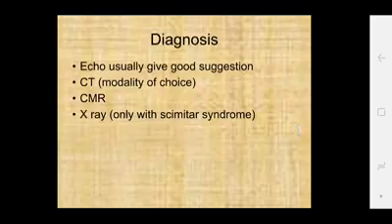For diagnosis, usually the echocardiography gives a good suggestion, but as we said with total anomalous pulmonary venous return, the CT is the modality of choice in these patients, and cardiac MRI also is one of the best tools for this kind, especially in adults. X-ray with scimitar syndrome can give a good, even spot, diagnosis, but with other pulmonary veins it gives actually no clue.